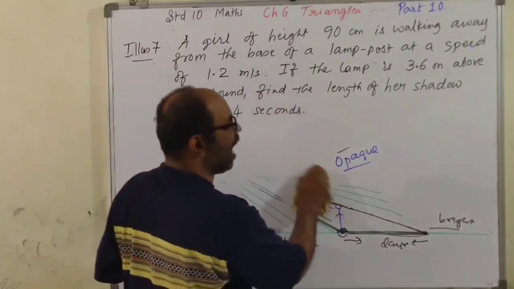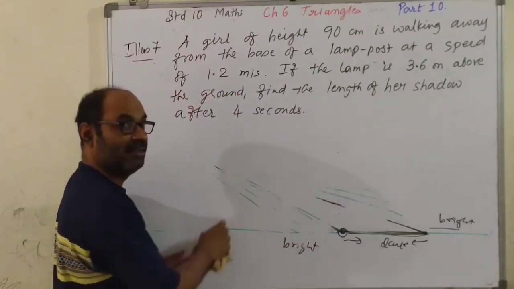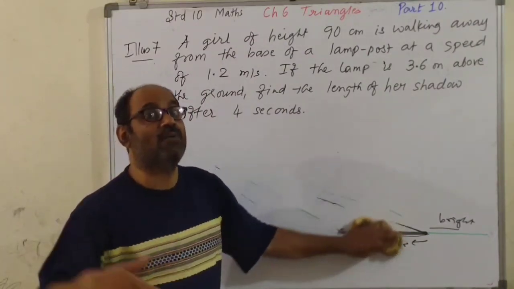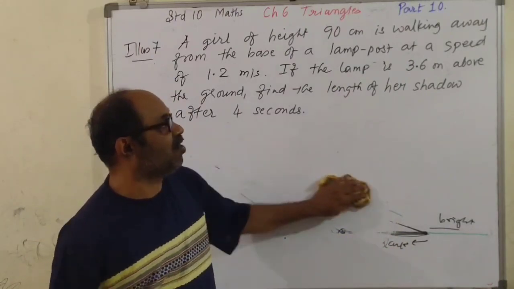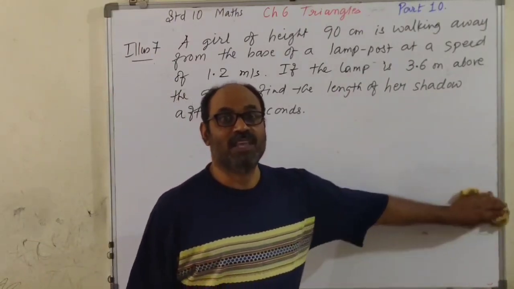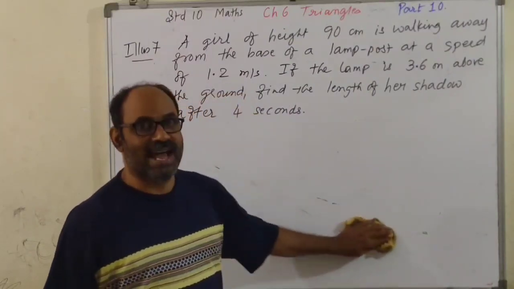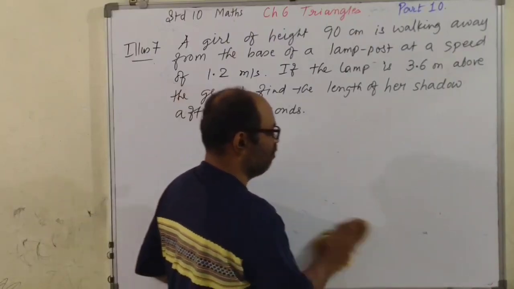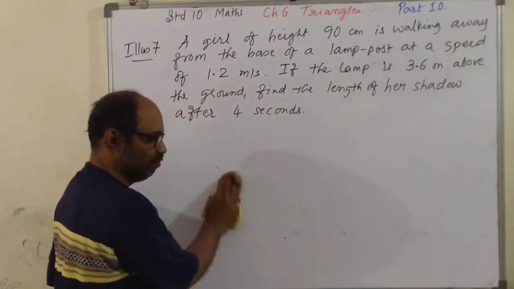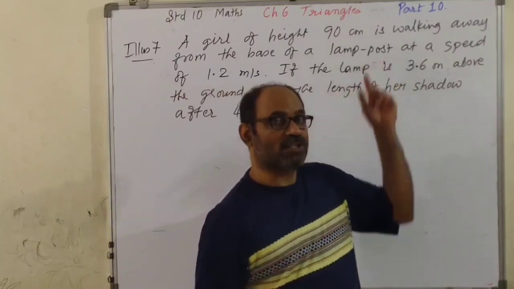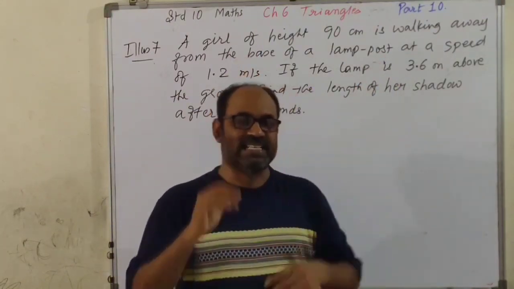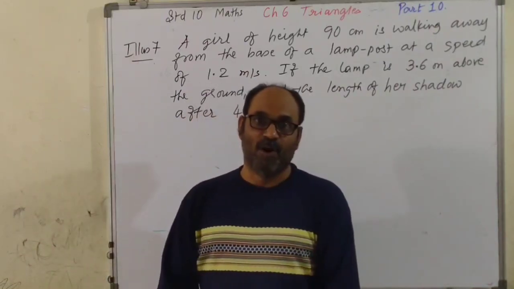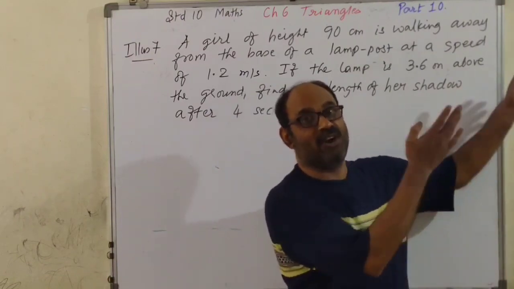A girl of height 90 centimeter is walking away from the base of a lamp post. What is lamp post? One pole on the street. Lamp, you know, it's a bulb. Lamp means bulb. And lamp post. Post means that pole on which there is a lamp. Street light. Okay. So there is one lamp post. A girl is walking away from that lamp post.